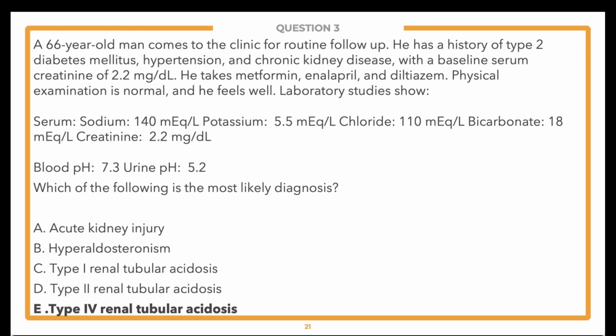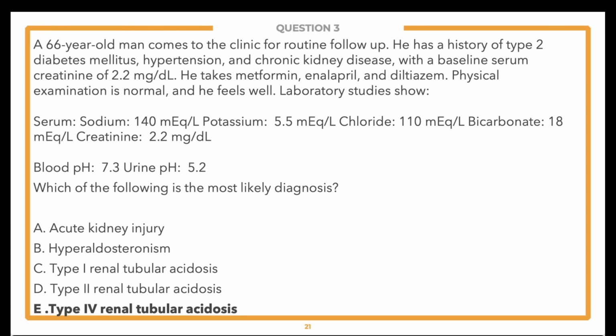Okay, so how do you calculate the anion gap? You want to take the sodium and subtract from it the chloride plus bicarb. Okay, so you take the sodium and you subtract the chloride plus bicarb. And so that'll put you at 12.